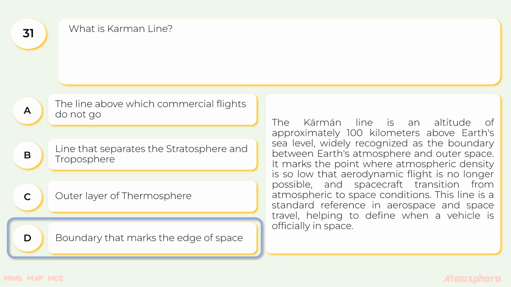The Kármán line is an altitude of approximately 100 kilometers above Earth's sea level, widely recognized as the boundary between Earth's atmosphere and outer space. It marks the point where atmospheric density is so low that aerodynamic flight is no longer possible and spacecraft transition from atmospheric to space conditions. This line is a standard reference to aerospace and space travel, helping to define when a vehicle is officially in space.